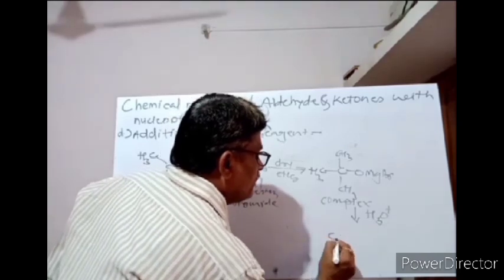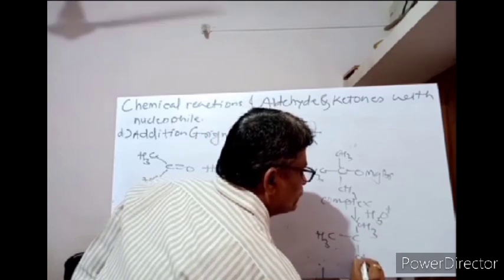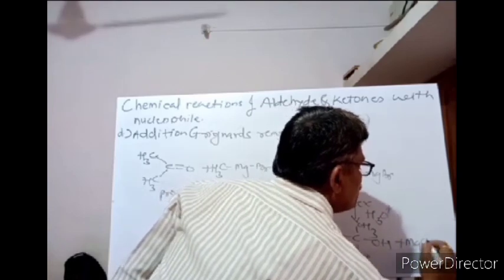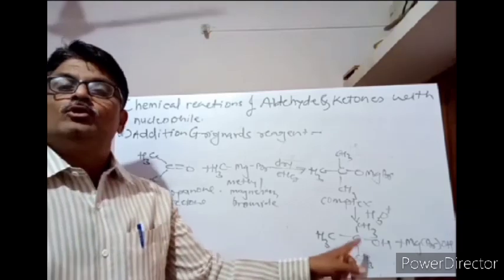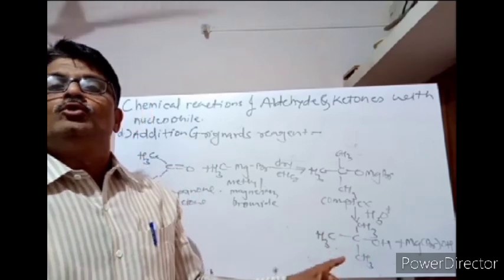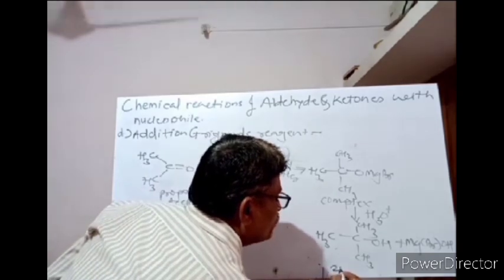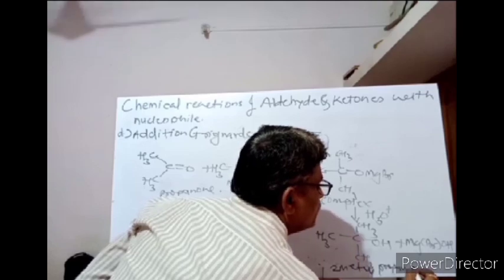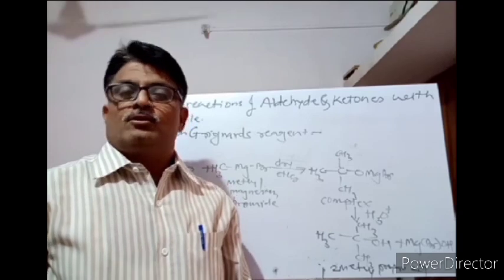gives us CH3 C CH3 with OH, plus MgBrOH is formed. This is known as 2-methyl propane 2-ol, or it is also called tertiary butyl alcohol.